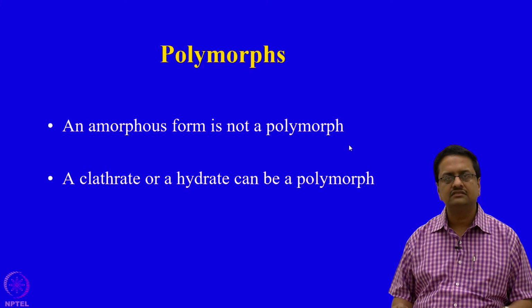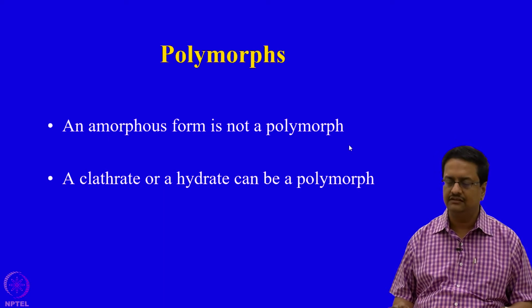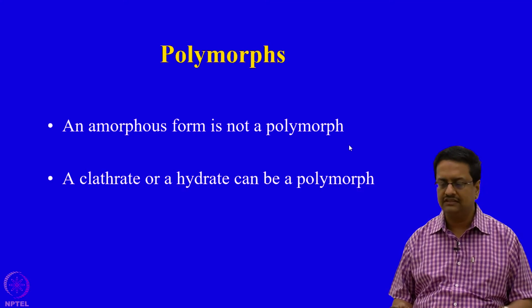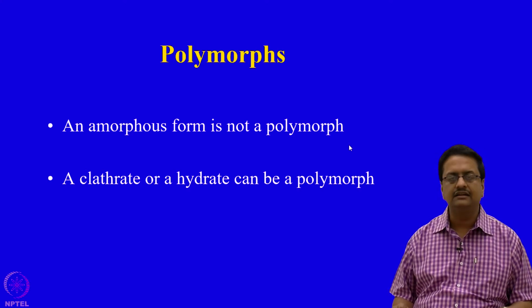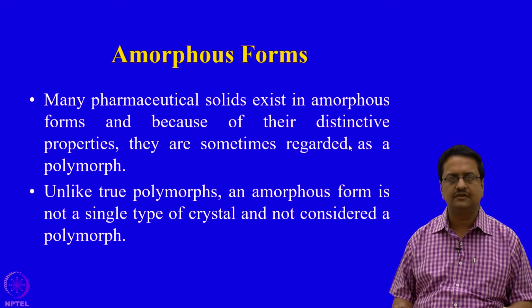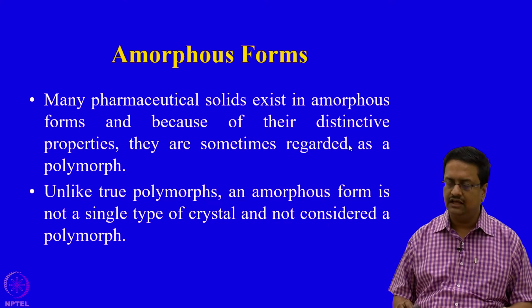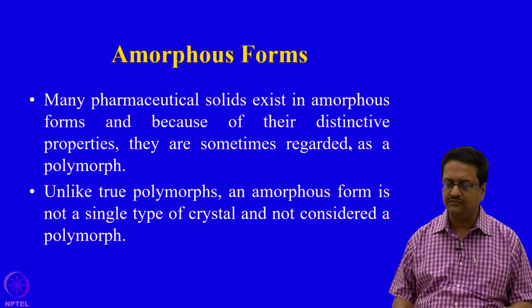An amorphous form is not a polymorph because an amorphous form does not represent a single phase. It may be a mixture of two or three or more different non-crystalline phases, and hence it cannot be called a polymorph. A clathrate or a hydrate, however, can be called a polymorph. Many pharmaceutical solids exist in amorphous forms, and because of their distinctive properties, they are sometimes regarded as polymorphs in the pharmaceutical industry, but unlike true polymorphs, an amorphous form is not a single type of crystal and is not considered a polymorph in general.